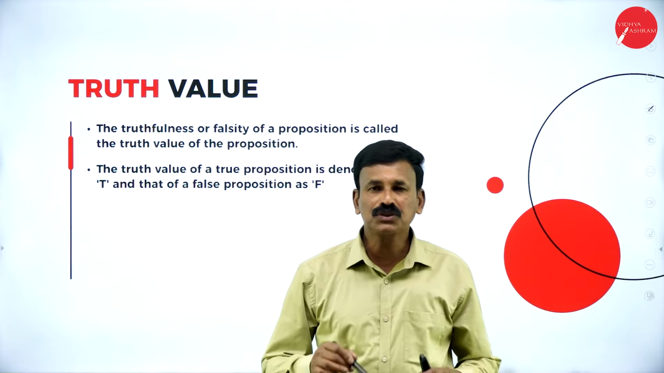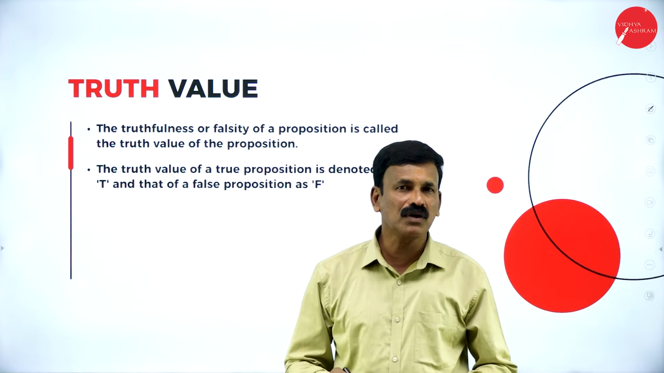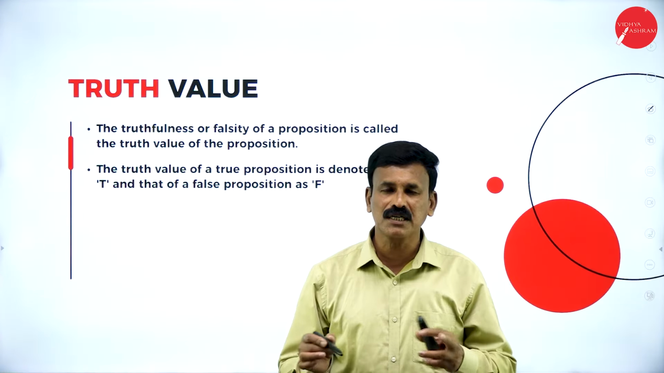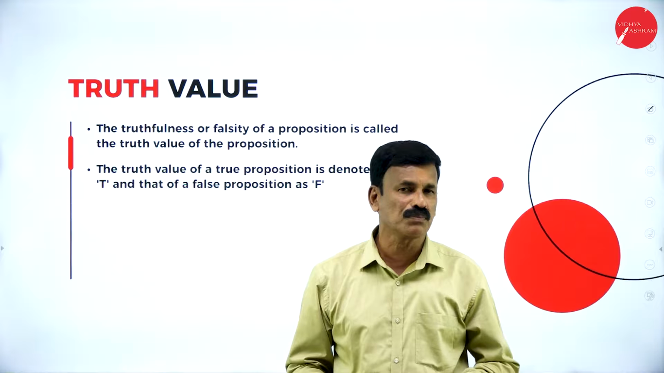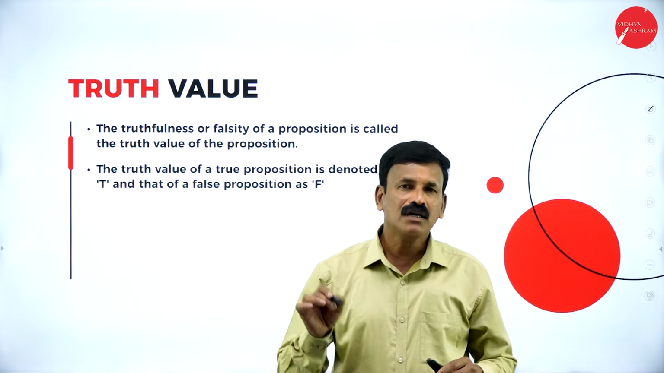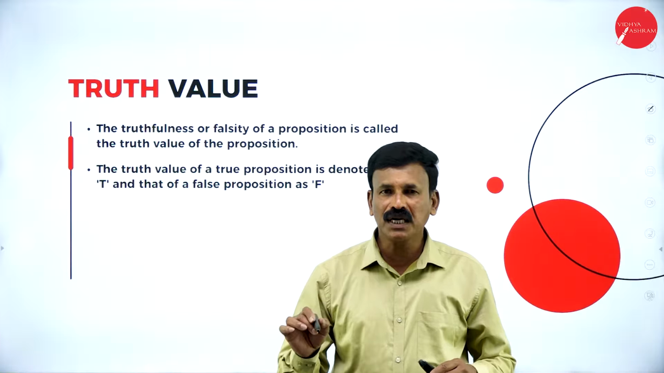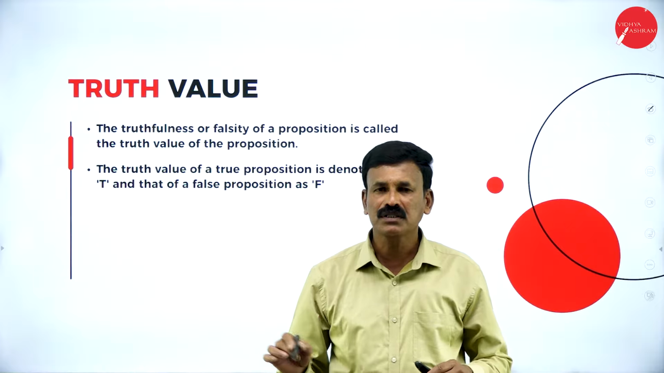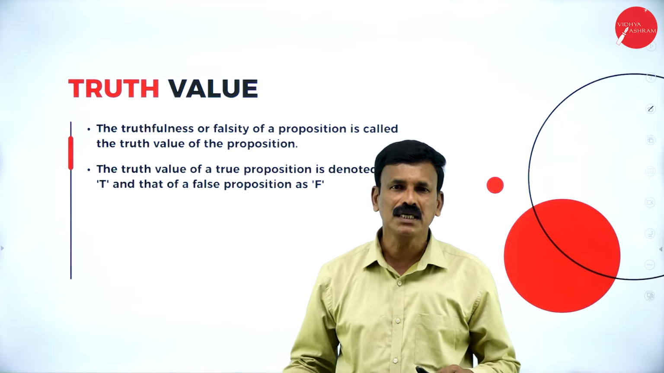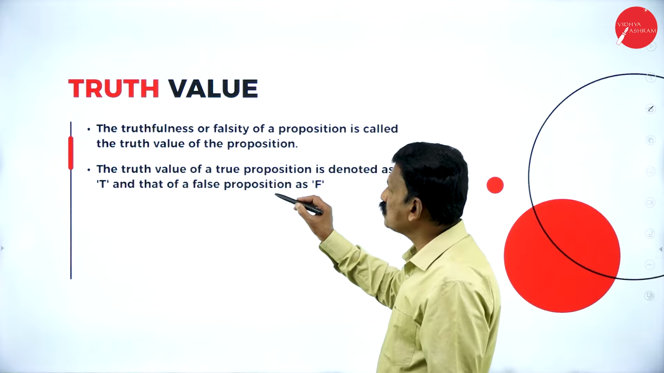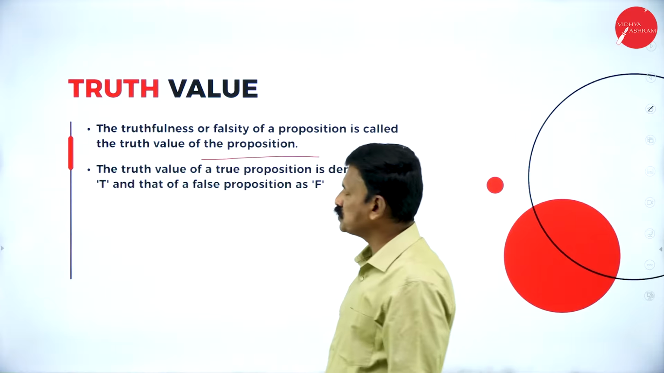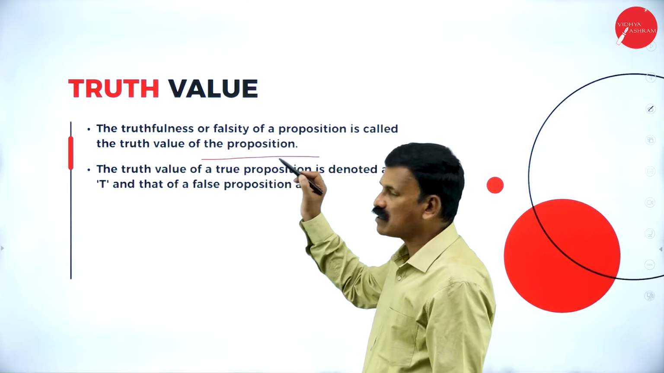Now, how to write the truth table? Truth table for the connectives. What are the connectives? Any two propositions can be connected to get a compound proposition using a connective. The connectives are: and, or, if then, if and only if, not. They are called conjunction, disjunction, conditional, biconditional and negation. So, the truthfulness or falsity of a proposition is called the truth value of the proposition.